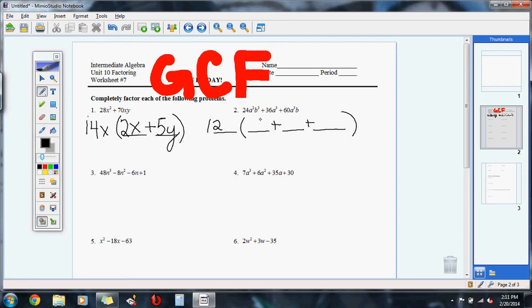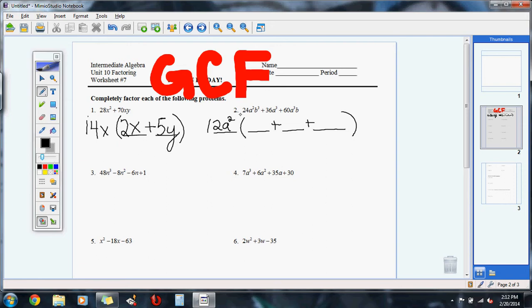And now I investigate the variables. I have a squared, a cubed, a cubed. I have to take the same amount out, but I want to take the most possible. So that's why I'm going to take an a squared out. Looking at the b's, I do not have any b's in this middle term, so I can't take any b's out for my greatest common factor.